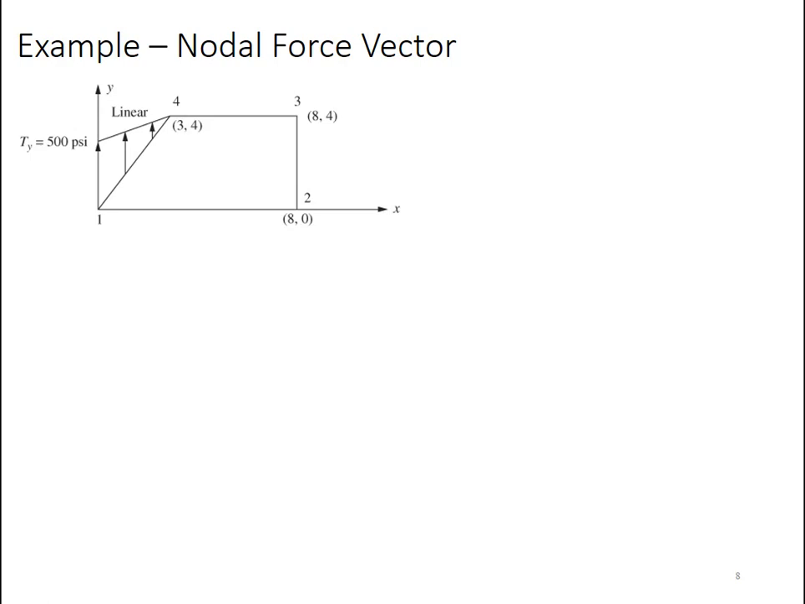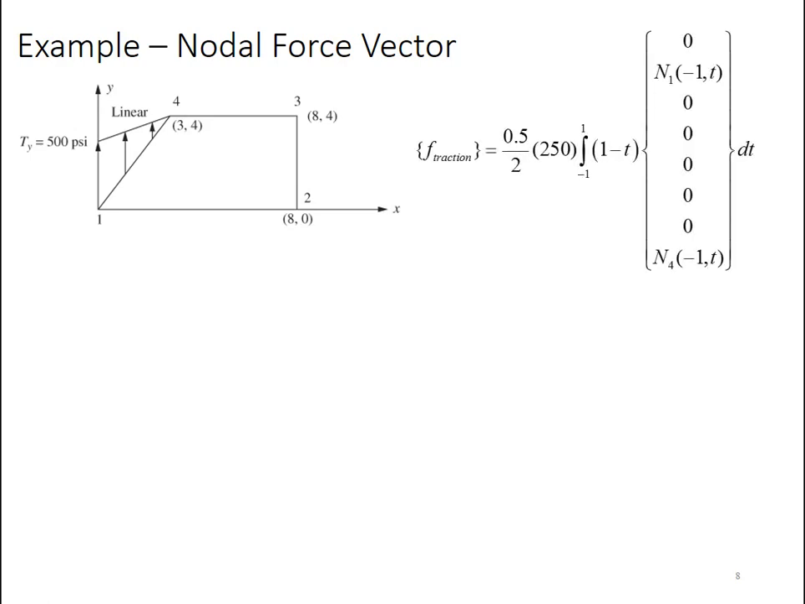Let's wrap up this video with a quick example of using Gaussian quadrature to evaluate a nodal force vector. In a prior video, I showed you how to find the force vector for the distributed force shown, the Ty here. And we ended up with an expression that looked like this, where we had shape function 1 and shape function 4, each evaluated at the position where s is equal to -1 and y is equal to 2. So here I'm actually evaluating with t as my variable, but again the range is from -1 to 1.